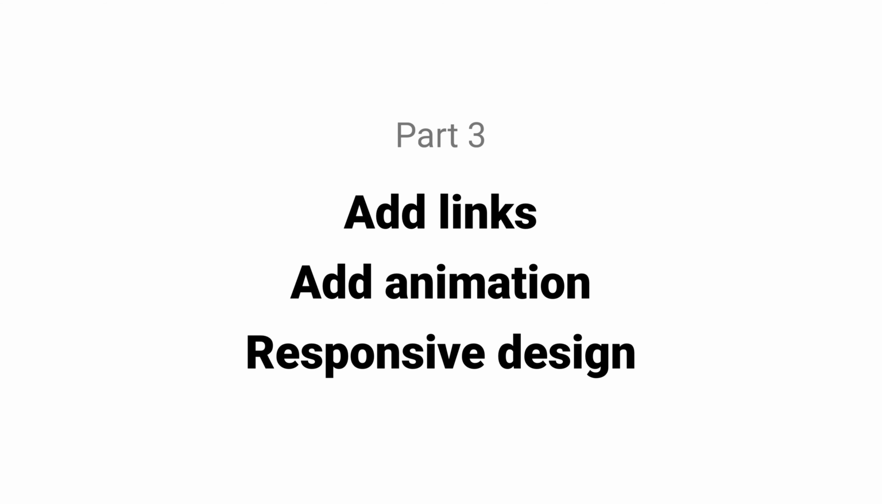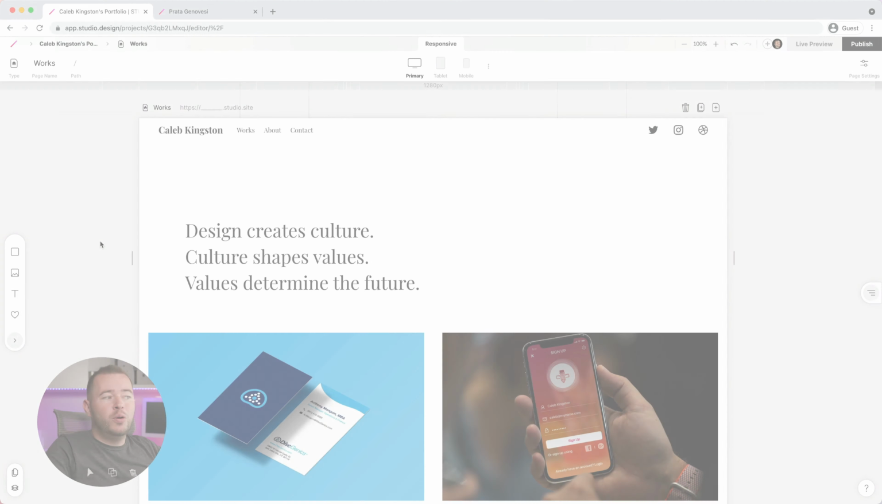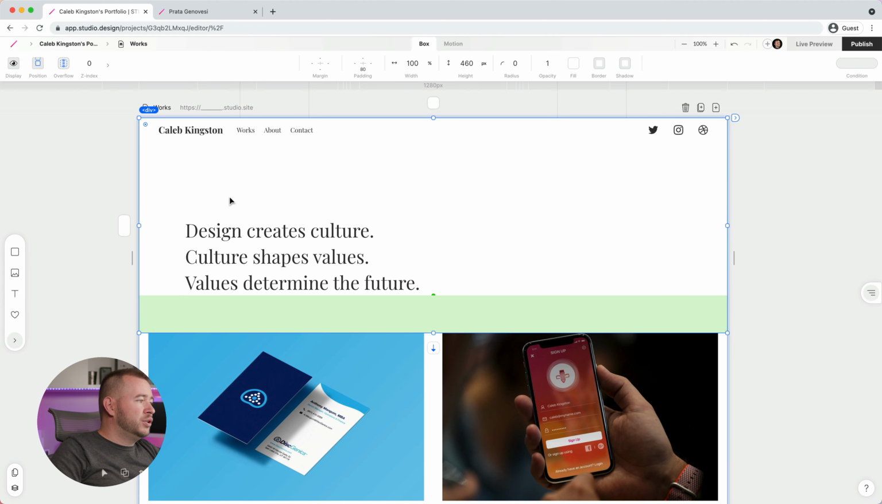We'll add some animation to the different elements that we've designed, and we'll also make our design responsive. So as we break down to the tablet or mobile size, then the elements will be adapted to those sizes. Lastly, we're going to apply some SEO settings and publish our site to be viewed by other visitors. So let's jump in where we left off in part 2 here.